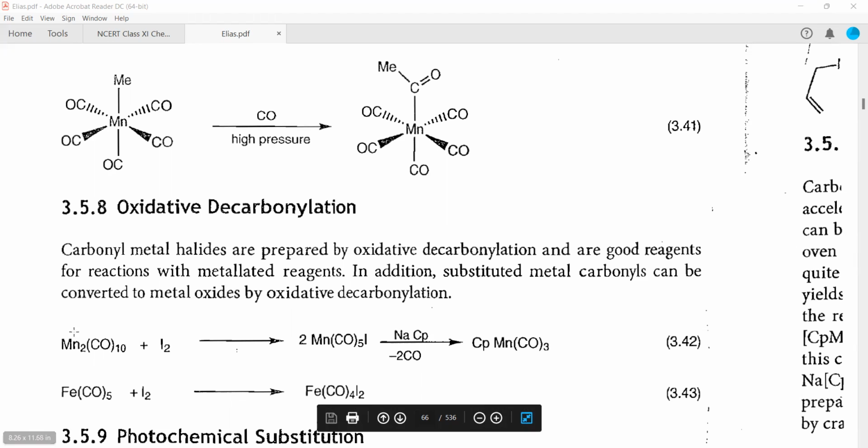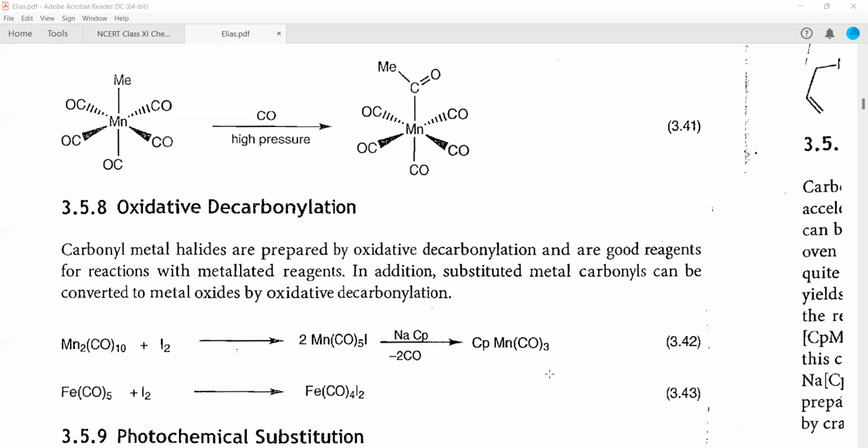They had the homoleptic carbonyl complex of manganese. We know that it exists as a dimer with 5 carbonyls on each manganese metal center. So you want to convert it into CpMn(CO)3. You know that removing 3 carbonyls from a metal center is not an easy job. Or here actually 2 carbonyls, because each metal center only has 5 of them. So here it is a very difficult job.